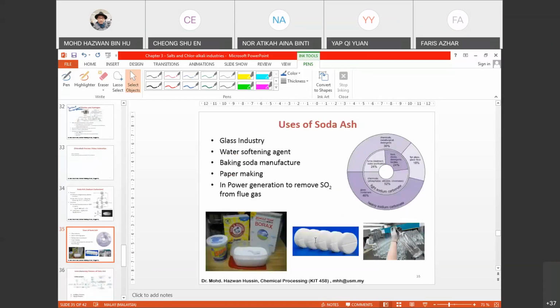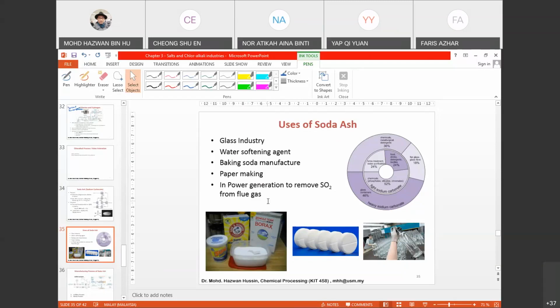The uses of soda ash, you will see a lot in the glass industry. Probably in chapter 5, we will learn about ceramics, and you will see the production of glass. Part of the raw materials used soda ash as a component. Another thing is soda ash is also used as a water softening agent.